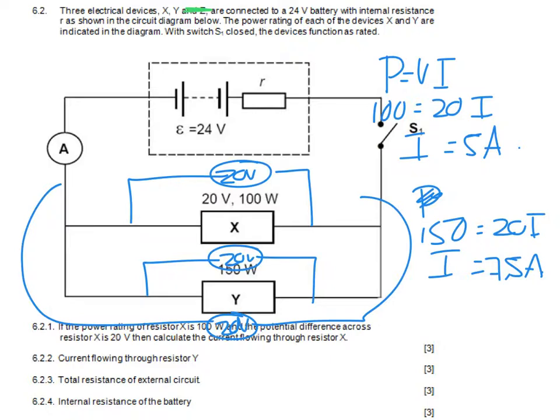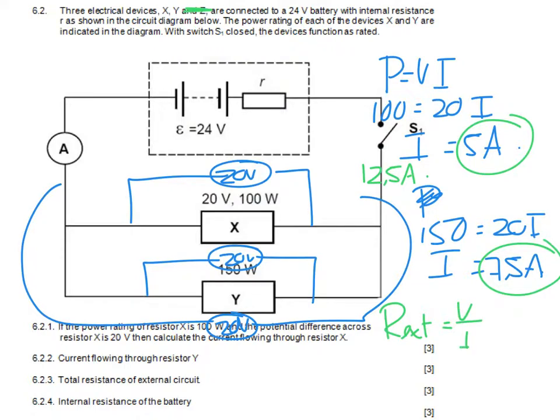So we're going to say, what is my total current? Well, my total current on the main branch is now going to be 12,5 amps. And then we can say R external is equal to V over I. And externally, obviously, we're only delivering 20 volts. The current is going to be equal to 12,5. And therefore, I land up with 1,6 ohms in the external circuit.